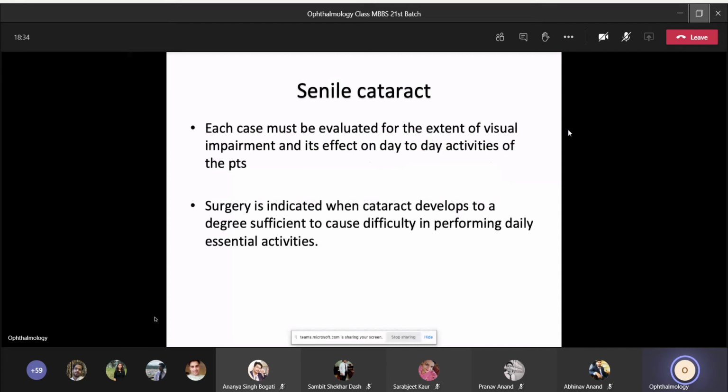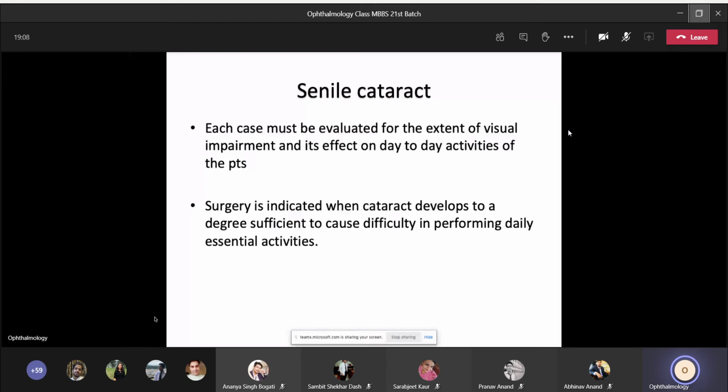Once we get a case of cataract in our OPD, we have to evaluate the case to see the extent of visual impairment. How much visual acuity has been impaired, and is it affecting their daily activities or not? Because for surgery there is no visual criteria. There is no such visual acuity cutoff at which we must go for surgery.